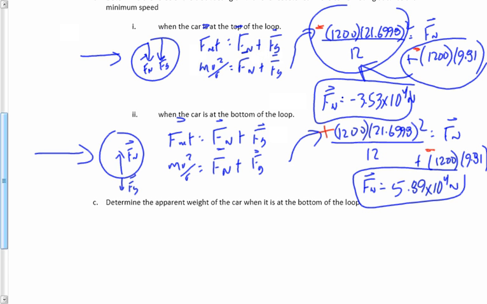Always. Normal force will always be bigger at the bottom than at the top, and it's always going to be positive. So if you don't get a positive number, and if you don't get a number that's bigger, you made a mistake. Check it.